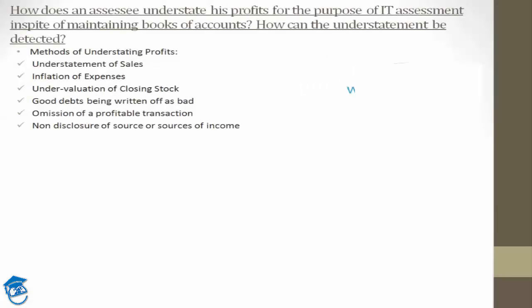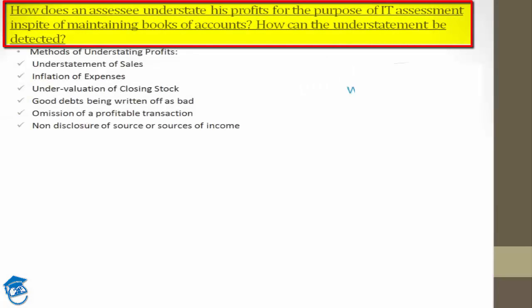Let's move further with the next topic, and that will be how does an assessee understate his profits for the purpose of income tax assessment in spite of maintaining the books of accounts? How can the understatement be detected? So this is something which is absolutely practical in nature. How do people usually understate their profits in order to ensure that they don't have to pay good amount of money in IT, that is income tax, even though they are maintaining books of accounts? So how can this understatement be detected? How will you as an auditor or investigator be able to detect that understatement? How can you do it?